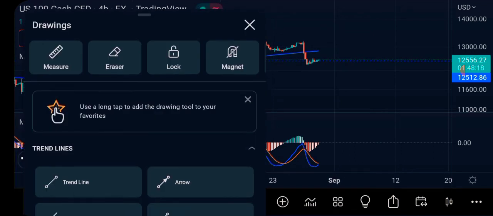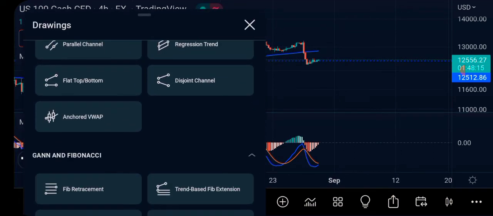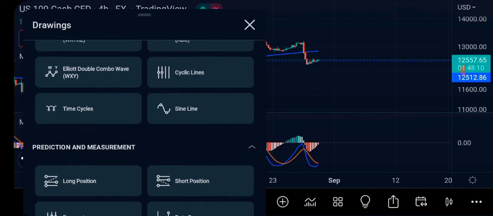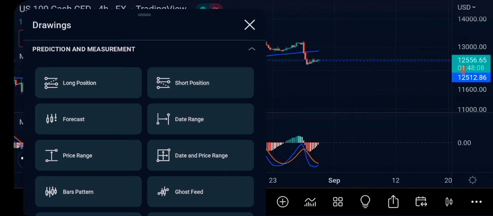You click on this drawing pen, then you scroll up, and these are the representations for that. In case you want to set it up for a long position, you click on the long position. If you want to do it for the short position, it's a similar process. I'll take you through how to do it for one. So this is how you go about setting up the long position.